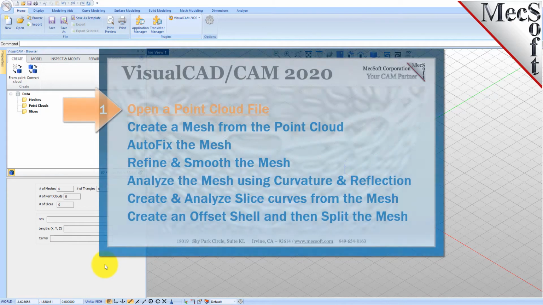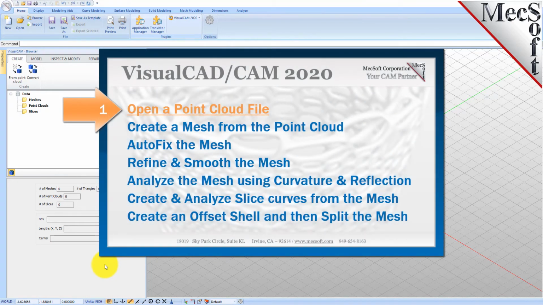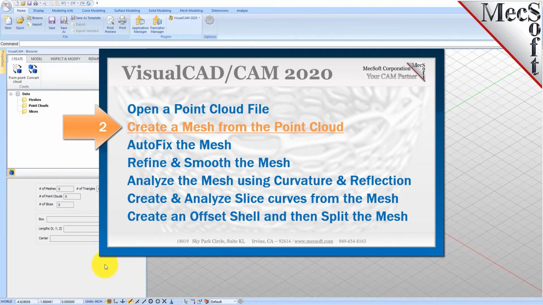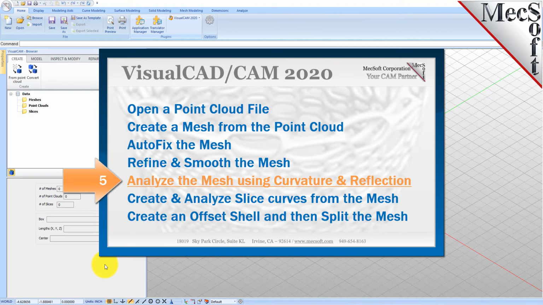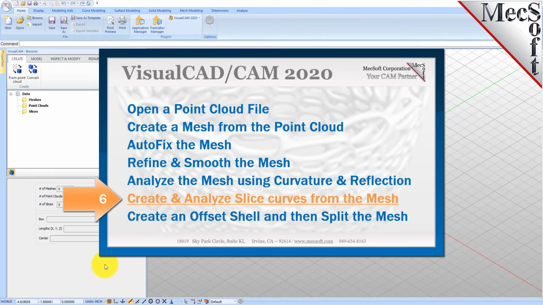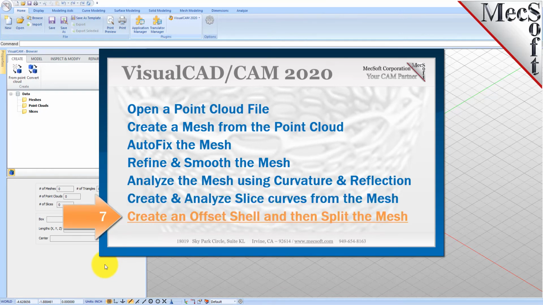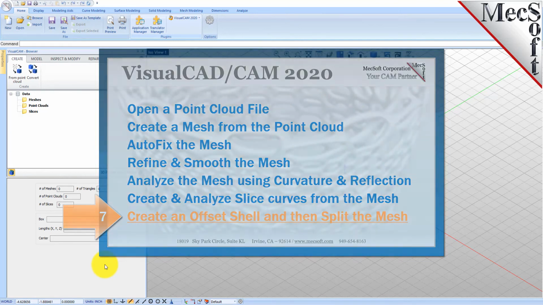We'll be performing the following steps to complete this guide. First, we'll open a point cloud file. Then, we'll create a mesh from the point cloud. Then we'll auto-fix the mesh and analyze the mesh. After that, we'll refine the mesh and smooth it out. Then we'll analyze the mesh using curvature and reflection analysis. Then we'll create and analyze slice curves from the mesh. Finally, we'll create an offset shell and then split the mesh into two halves.